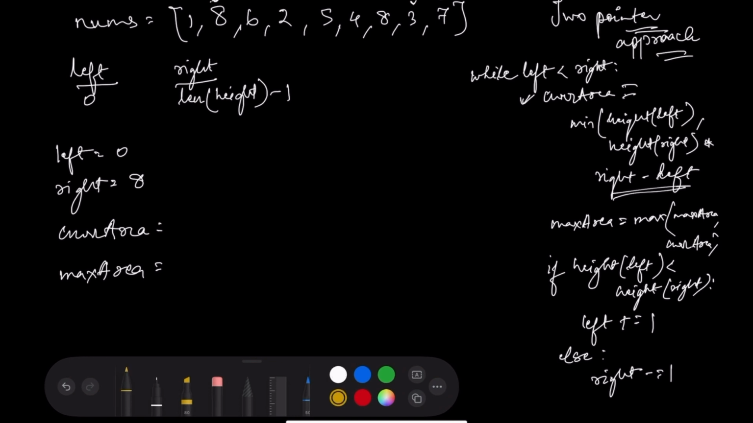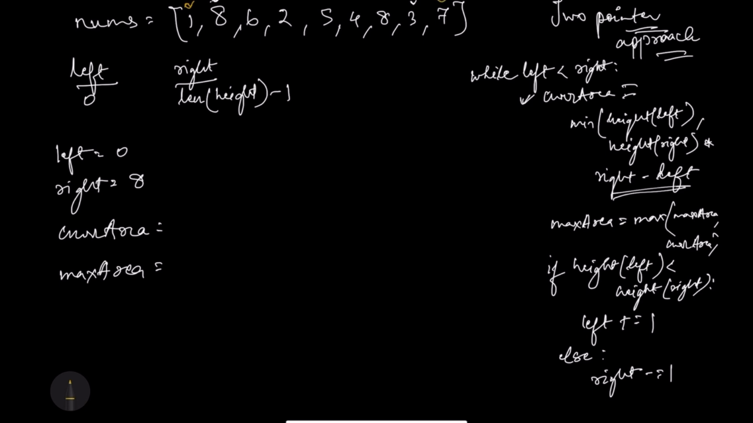So initially our left is at 1, our right is at 7. Our current area would be: between 1 and 7, 1 is smaller, so it would be 1 multiplied by the width, right minus left, which is 8. So our current area will be 8. Our max area will be 8. Now we check if the height at left is smaller than the height at right, which is true. So we will move inwards.